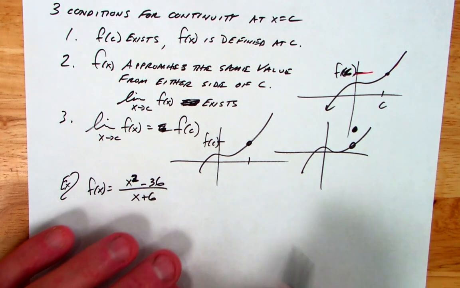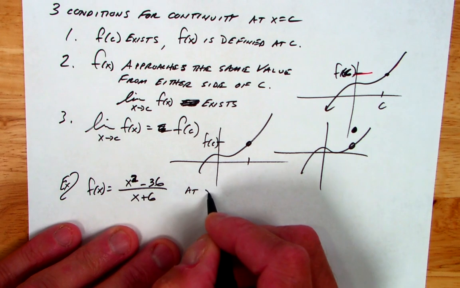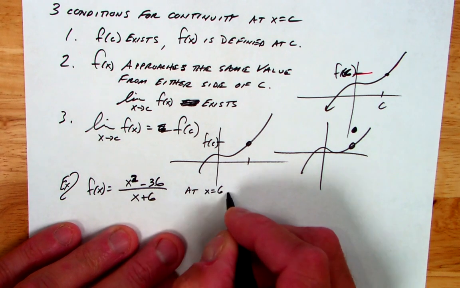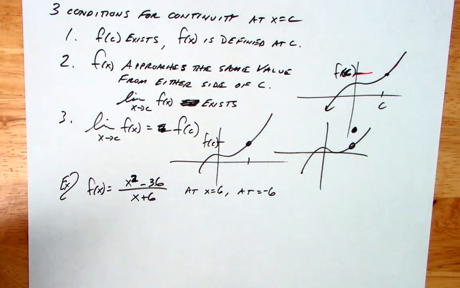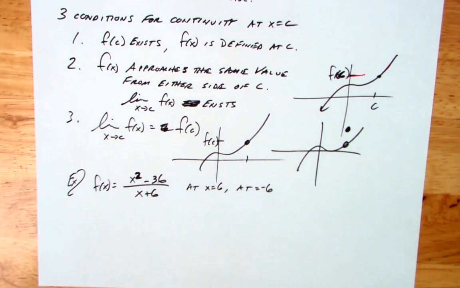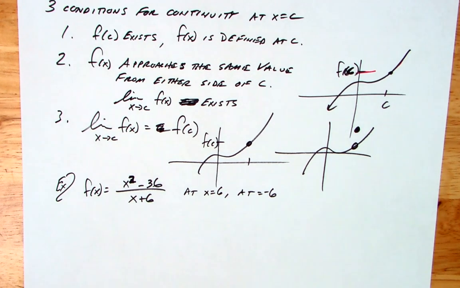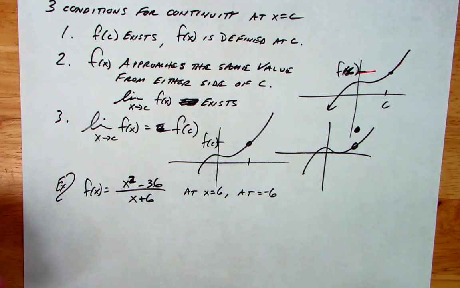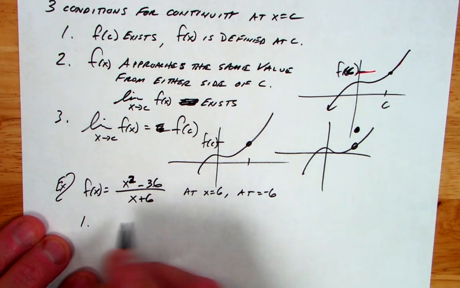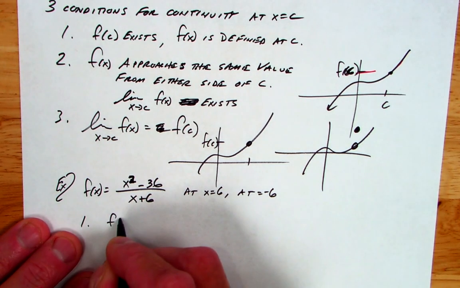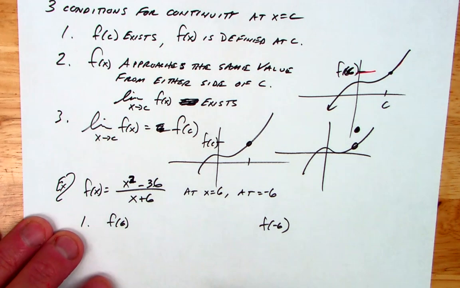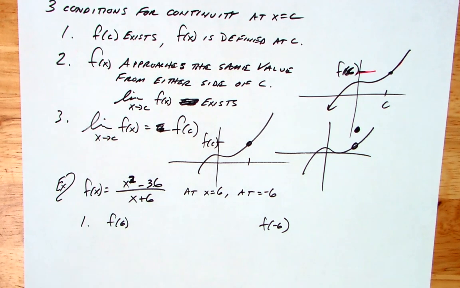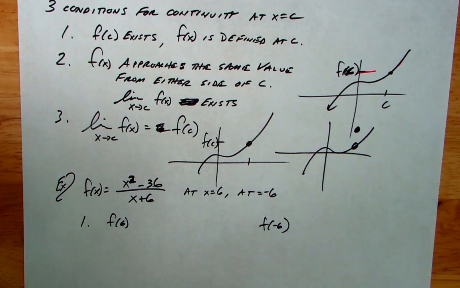I want to see, is this continuous at x equals 6 and at x equals negative 6? I'm curious. Is it continuous at those points? So number 1, we're going to do both these. What is f of 6 and what is f of negative 6? Ladies, find f of 6. Guys, find f of negative 6. Go.